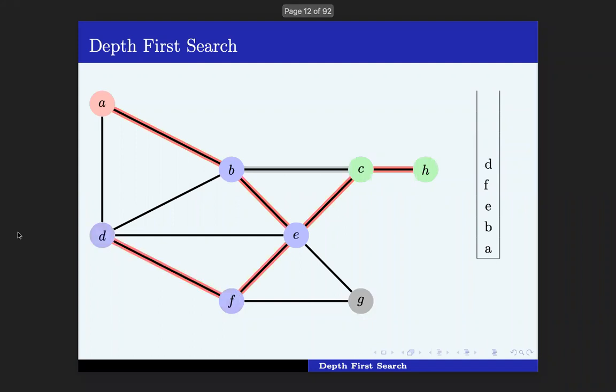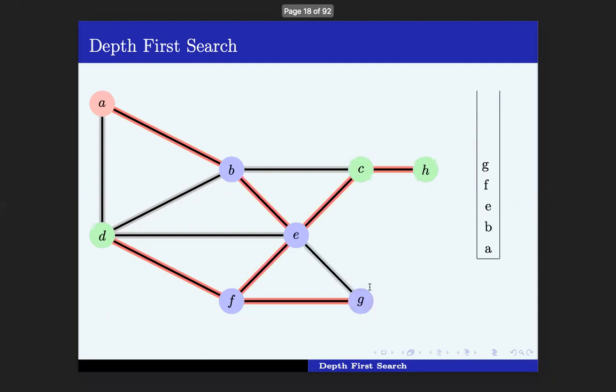I go to D. At this point, I realize that D doesn't have any other neighbors that are not marked. So at that point, I mark D done and pop the stack. Now where should I go? I should go to F, right? And see, F is on the top already. I go to G after that. And G is now on the top.